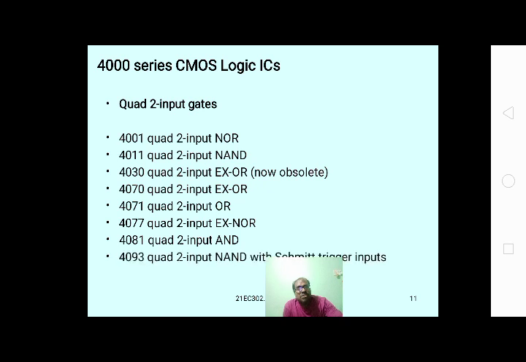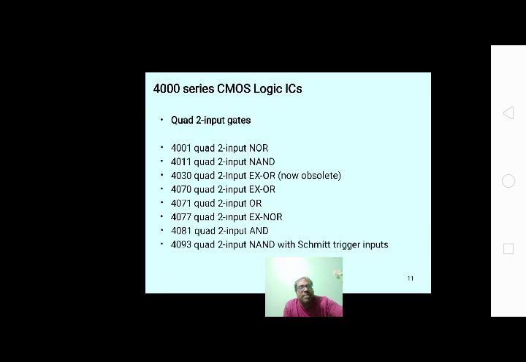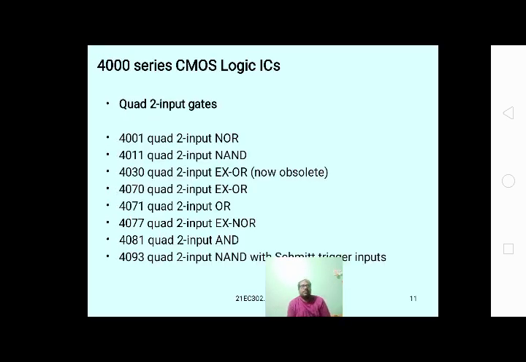Some more are there. 4077 is a quad 2-input XNOR, 4081 is a quad 2-input AND, 4093 is a quad 2-input NAND with Schmitt trigger circuits. We will learn about the Schmitt trigger afterwards. I think Schmitt trigger is in EDC also, electronic device circuits. You may learn from that also.